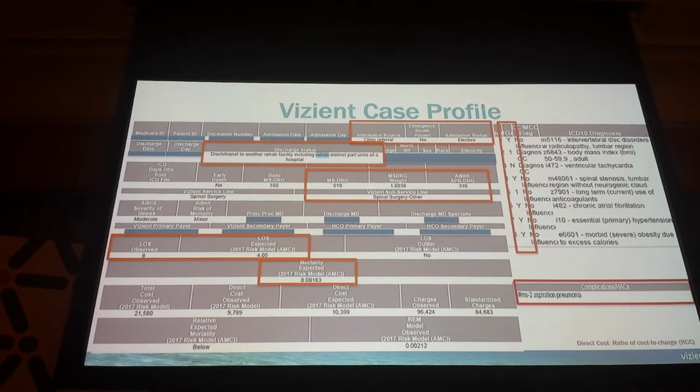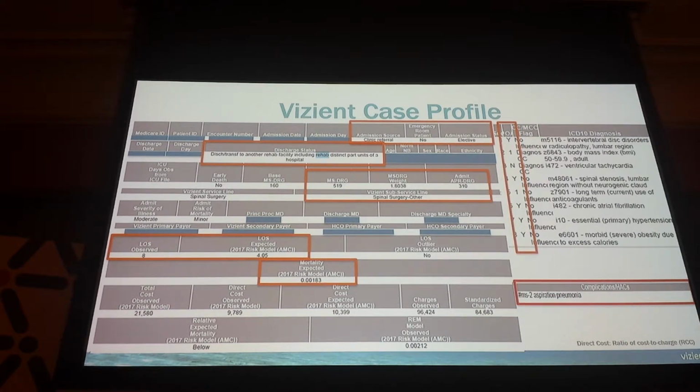In this particular case, on the very top row, this encounter started with a clinic referral for an elective admission. Patient's discharge status is rehab. At this point, I'm already starting to think, why is this patient coming from home for elective surgery going to rehab?